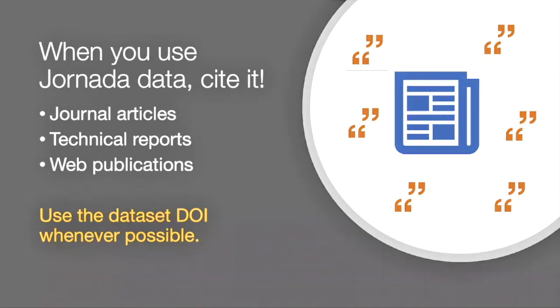We ask that when you use Jornada data, that you cite it. So in any journal article in which you analyze and publish Jornada data, please include a citation for that data set. Do the same in technical reports and web publications. When you do create those citations, use a DOI, which is a unique identifier for a data set, making it accessible anywhere on the web.